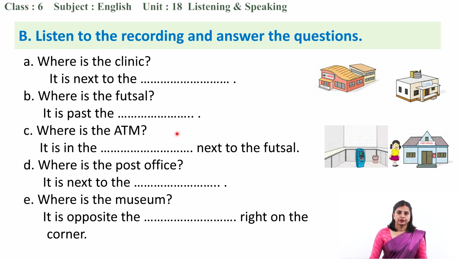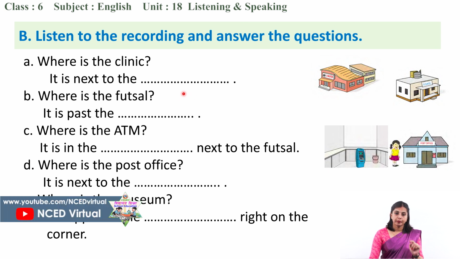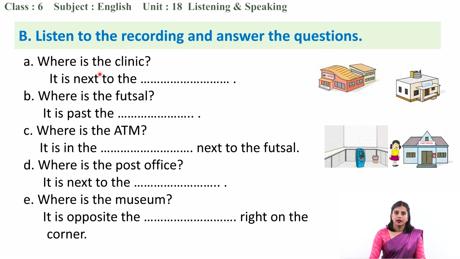So you have to answer these questions like where is the clinic, where is the food stall, where is the ATM, where is the post office, where is the museum, and listen very carefully because you have to write the exact word which suits here. Like, where is the clinic? It is next to the, you will listen to that in the tape. So that word you have to note down. Okay, like where is the food stall? It is past the desk. What should be there?